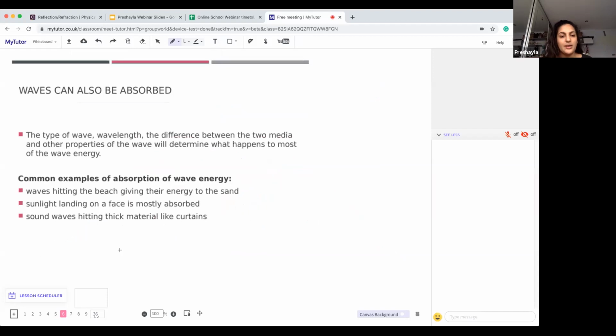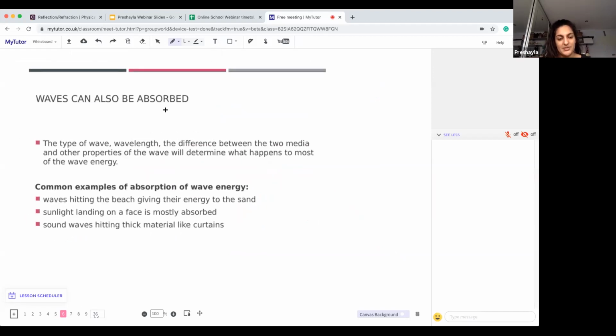Okay, now there are lots of different things that can happen to waves. They can be reflected, they can be refracted, and they can also be absorbed. What happens to the wave is determined by what type of wave it is, the wavelength, the difference between the two media, and other properties of the wave that will determine what happens to most of the wave energy.